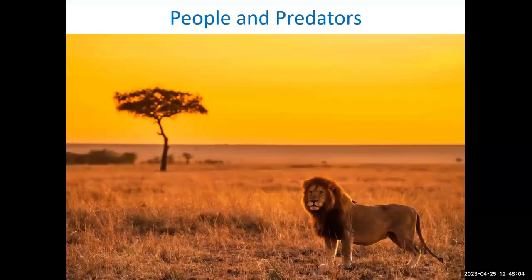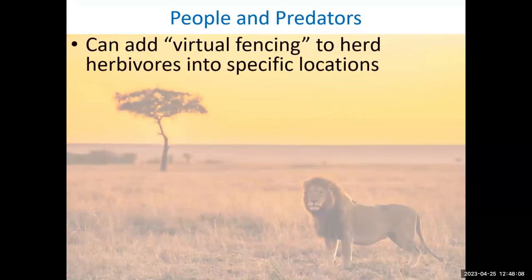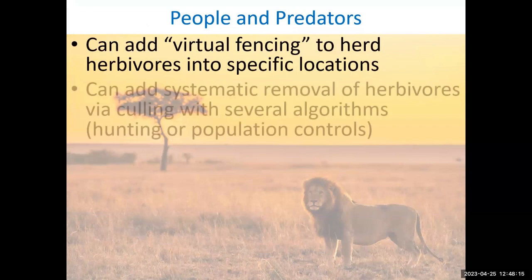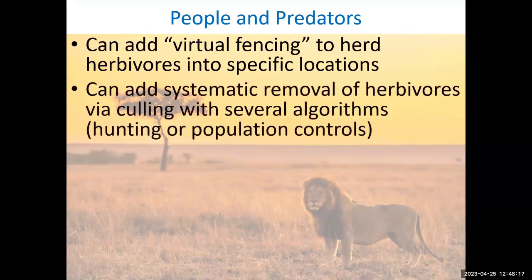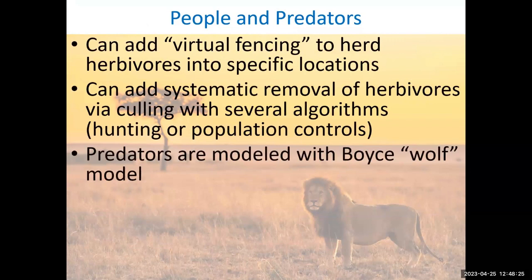Different predators and culling. So what do you do with predators and people? Well, you can add virtual fencing, so you can push herbivores into specific locations if you're herding cattle or wanting to look at management options. You can look at systematic removal of herbivores via culling. So it has several algorithms, either via hunting or population controls.